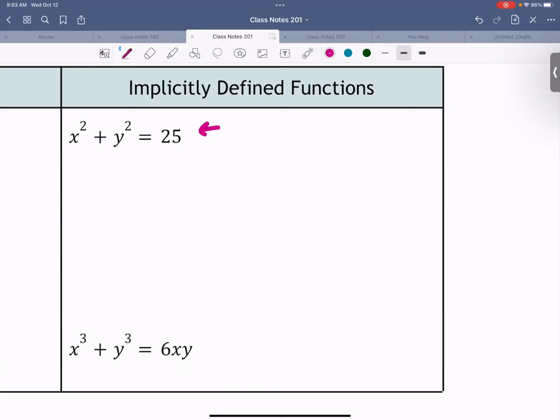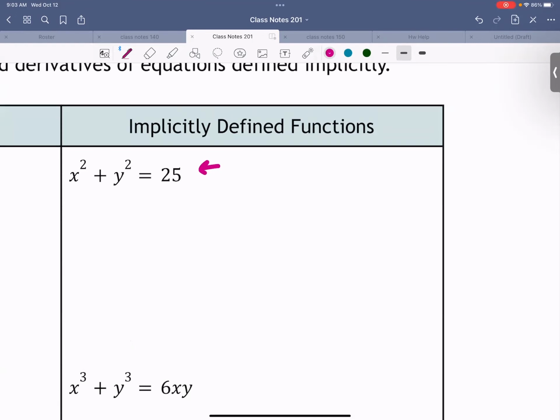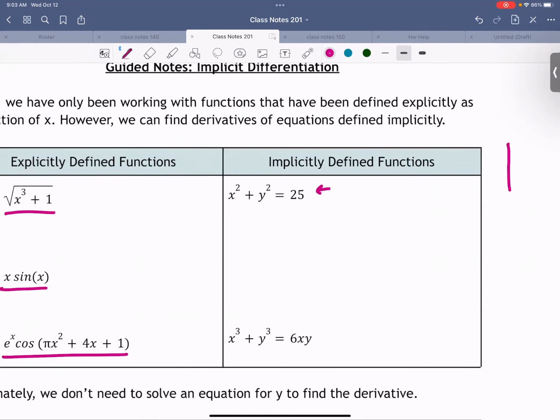Good. That is true. If I graph this function, what would it look like? A circle. A circle, right? This is a circle of radius 5, right? So if I were to graph this function, it would look like this. And even though I'm calling it a function, this really isn't a function because it doesn't pass the vertical line test, right? Okay. Now, it's a function, okay? And I'll explain why it's called a function, even though it doesn't look like one, okay?